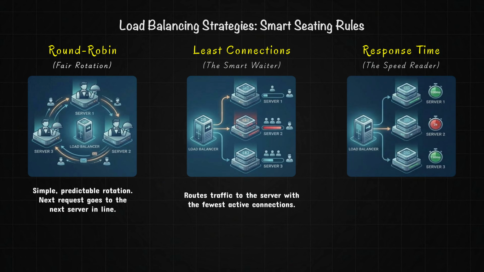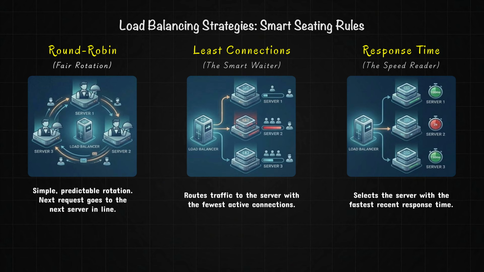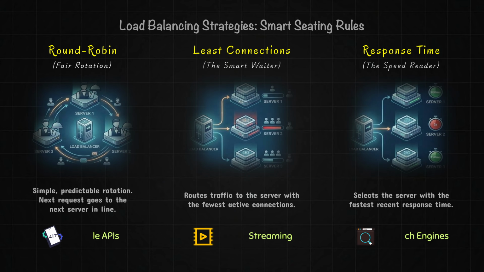Strategy 3, response time, the speed reader. Send requests to the server that answered the fastest last time. If server 3 usually answers in 100 milliseconds and server 1 takes 2 seconds, future customers should go to server 3. For this video, we're using round-robin because it's the easiest to understand. But in real production systems, engineers choose based on their traffic patterns. A video streaming service? Least connections works great. A search engine? Response time is critical. A simple API? Round-robin is fine.